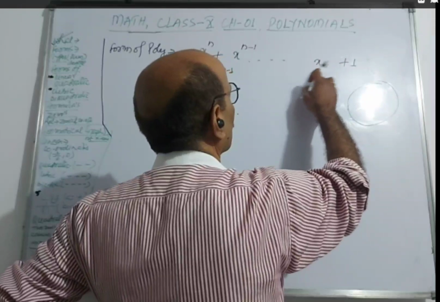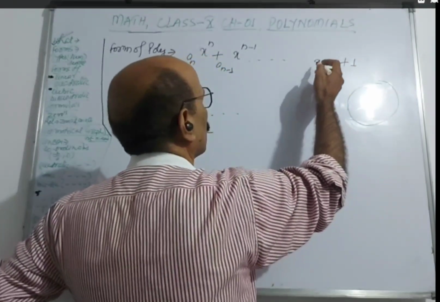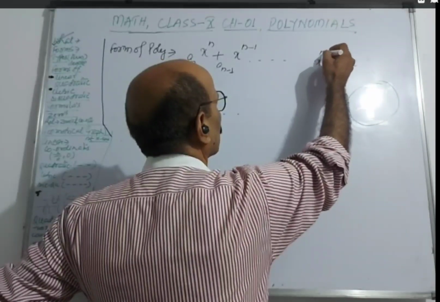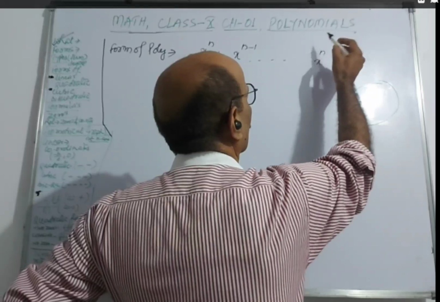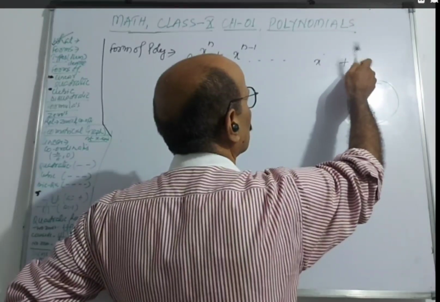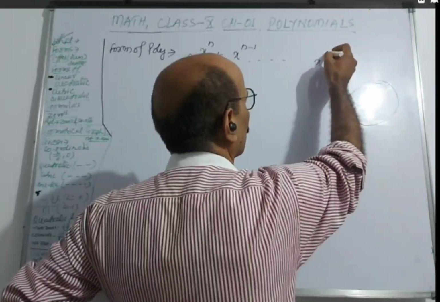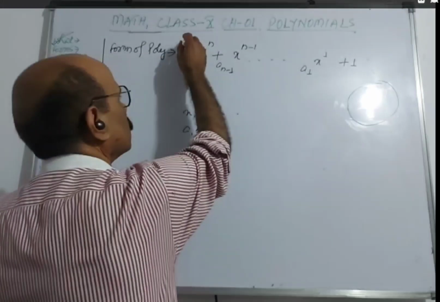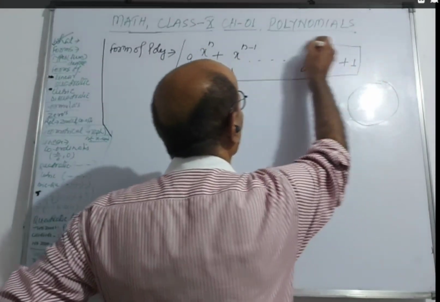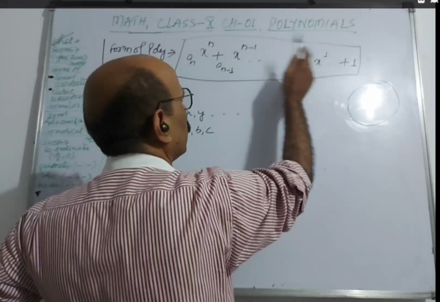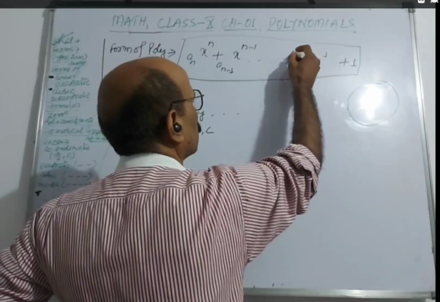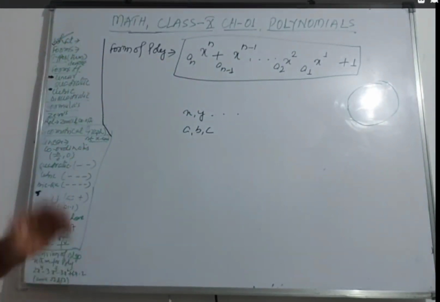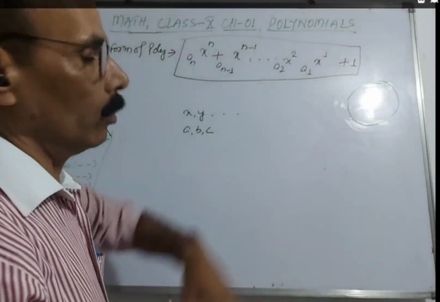X to the power n minus n. So this is n, not n. If it is 0, this is 1, a to the power 1. This is the form of polynomial. If you want to write one more, this will be x to the power 2, a to the power 2, in between number. Okay? This is the form of polynomial.